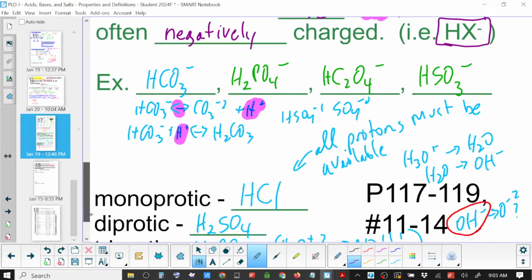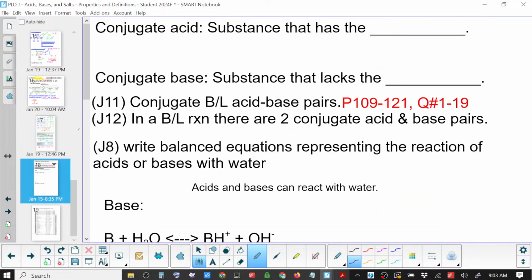Okay, conjugate acid. From the last one, what is the conjugate acid? How do you identify an acid? What does it have? It donates a proton, it has the proton. And how do you know which one's the base? It accepts the proton, so it lacks the proton.